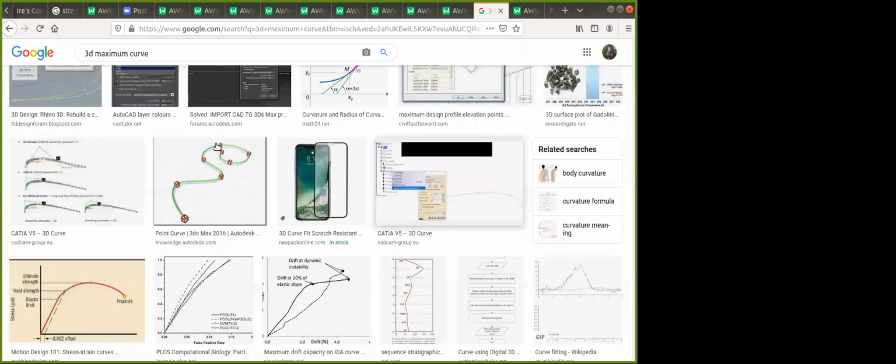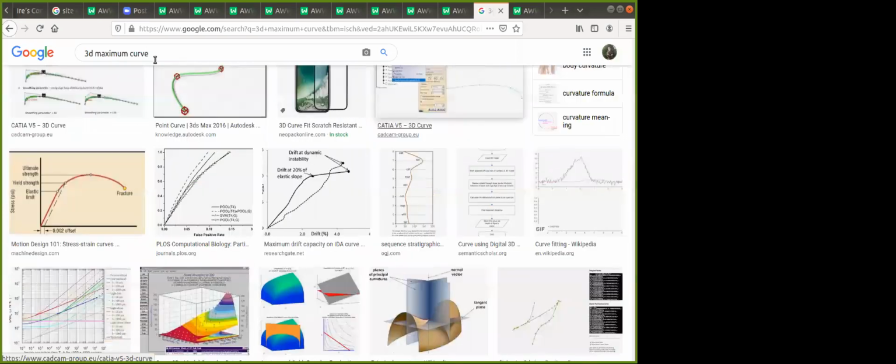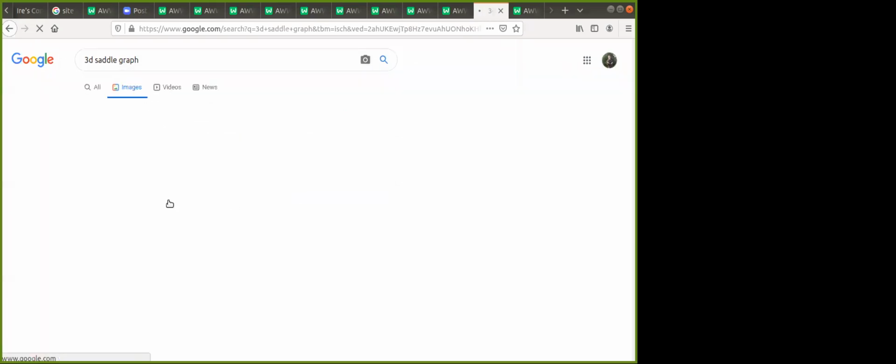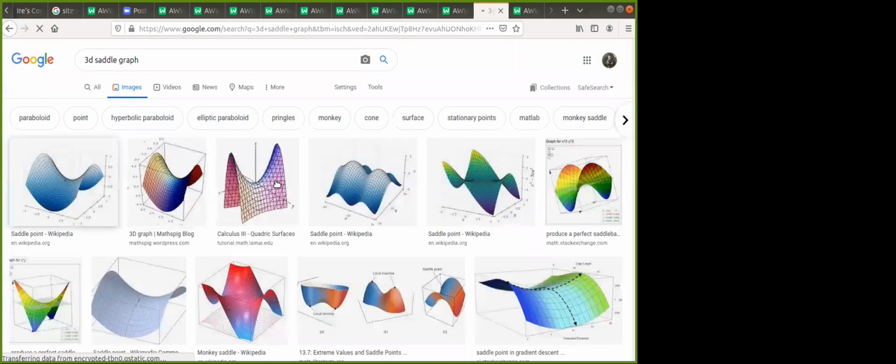Or let me just search. All right, can we see this where my cursor is on?